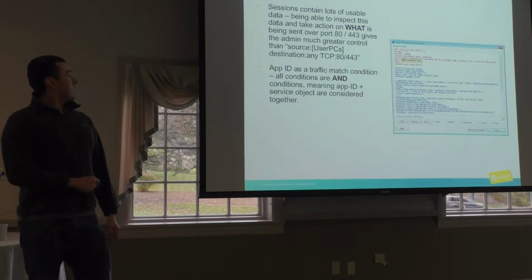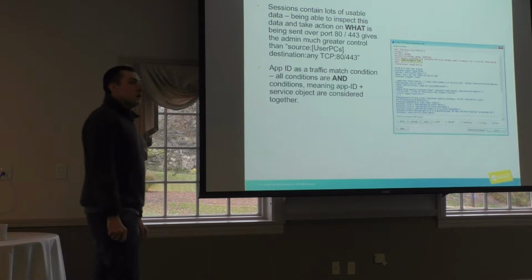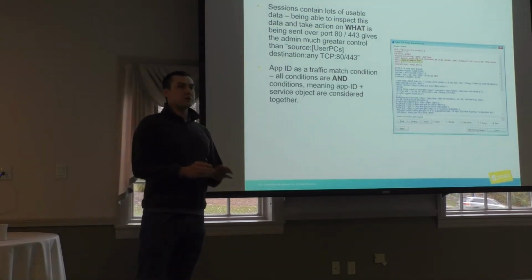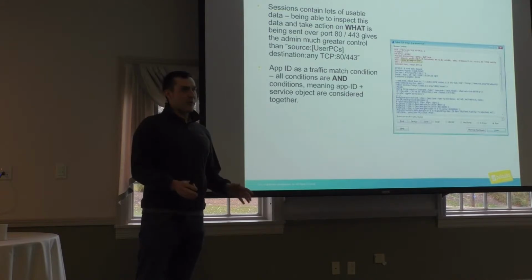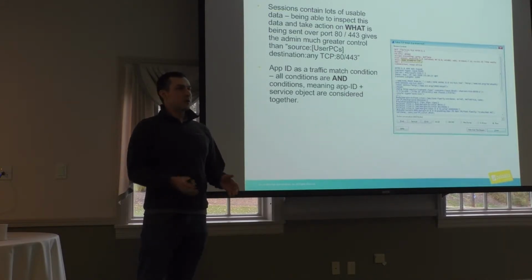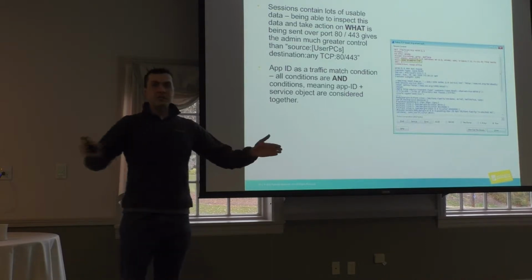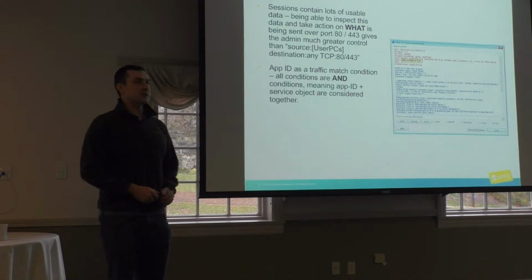So App ID is a traffic match condition. I just want to call this out here. When it comes to the traffic match condition aspect of policies, it is an AND operation. You guys know the difference between AND and OR, right? Essentially, all the conditions must be true for a traffic session to hit that policy.